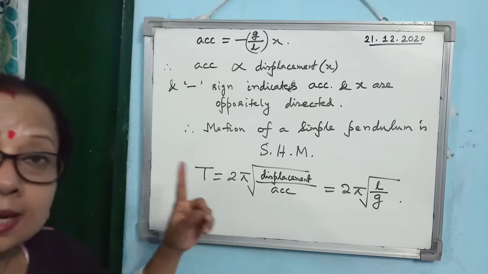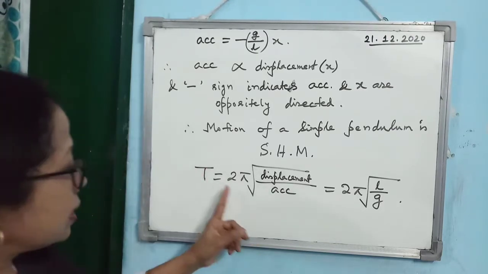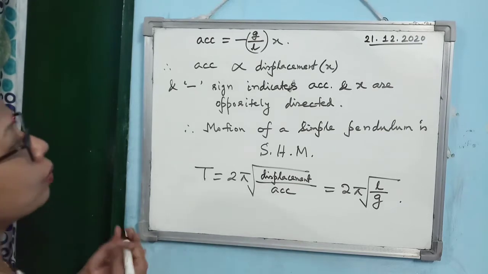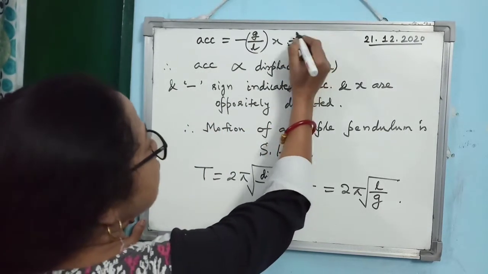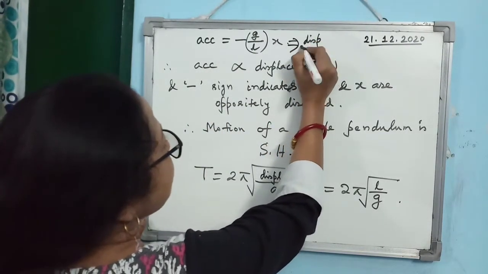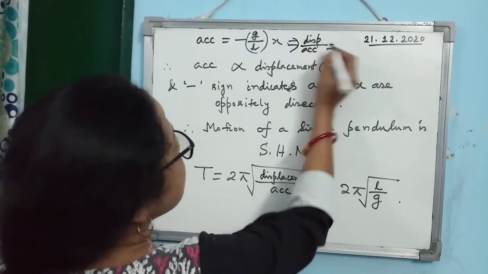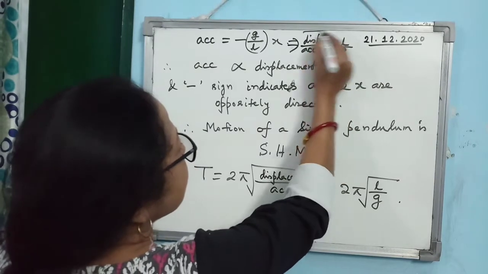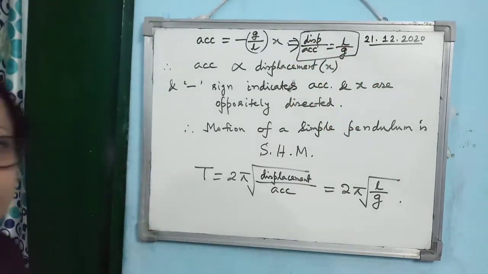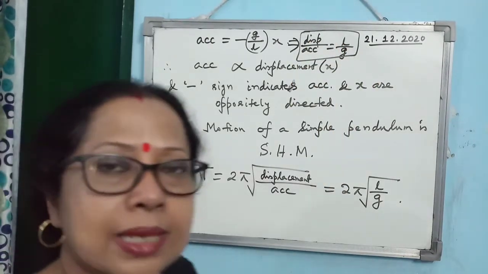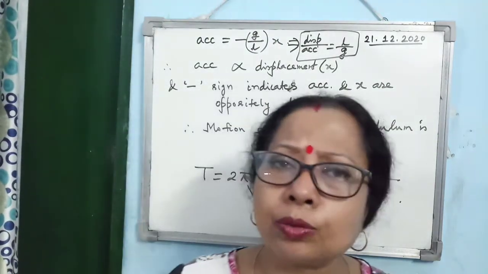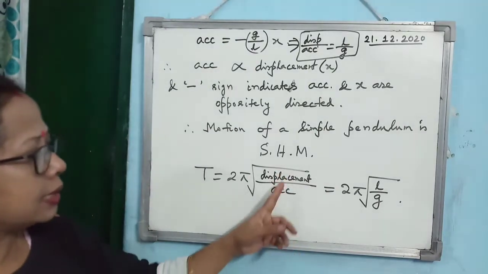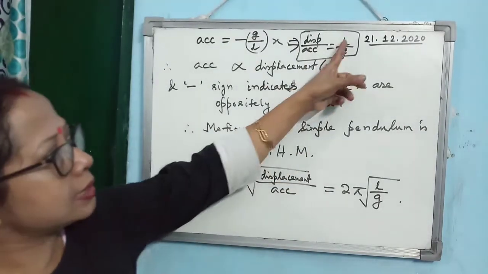It is given by, in the last lecture we have done it, that T is equal to 2 pi under root displacement by acceleration. So look at this relation. From this relation, what are you getting? Displacement upon acceleration, x by acceleration, is equal to L by g. If you neglect the negative sign, why am I neglecting it? Because the negative sign only indicates the direction. That is not needed for time period. So you can see that displacement upon acceleration is L by g.